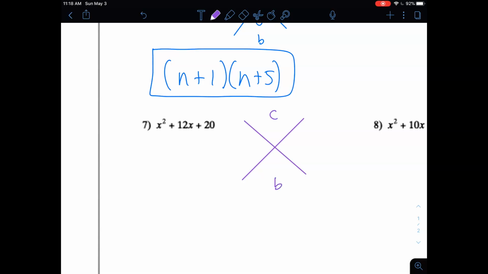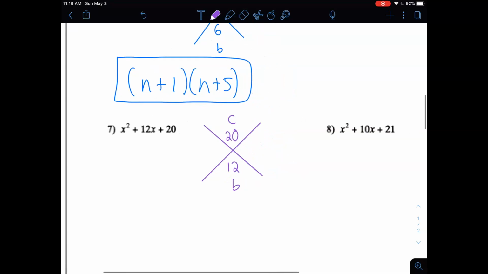What's our C for this problem? We got x squared plus 12x plus 20. C is going to be 20. Our B is going to be 12. So we need factors of 20. So what multiplies to 20? We got 1 and 20. We did this one already earlier, actually. We got 2 and 10. We got 4 and 5.